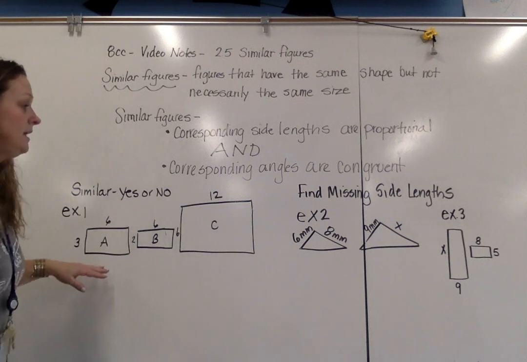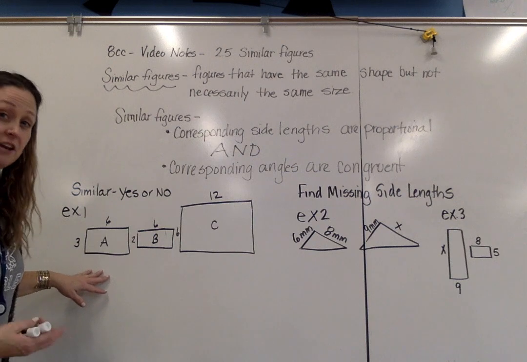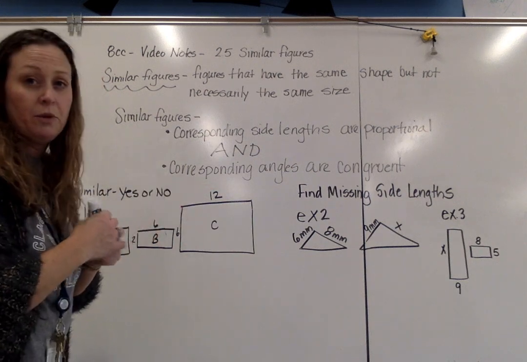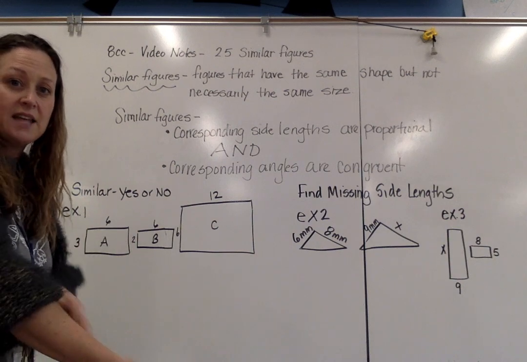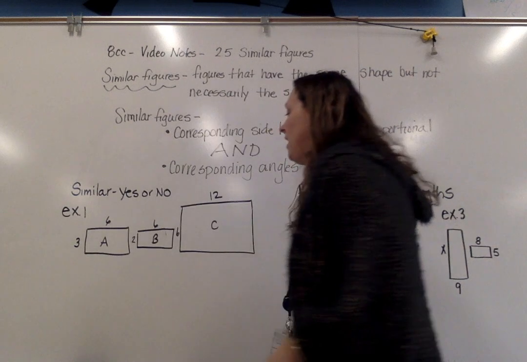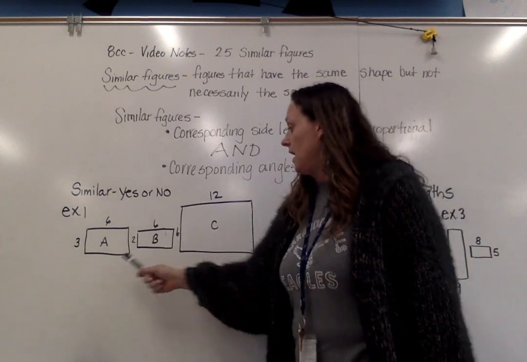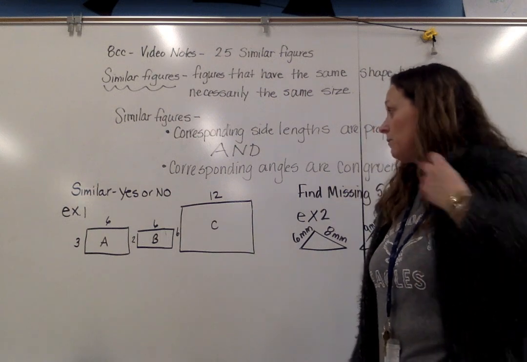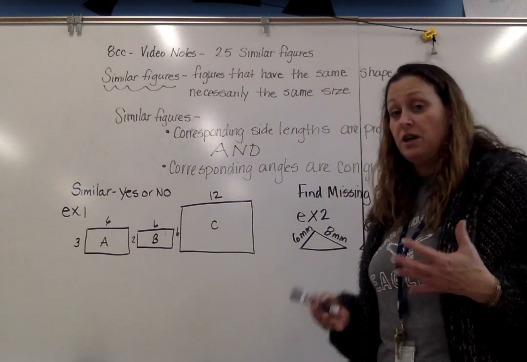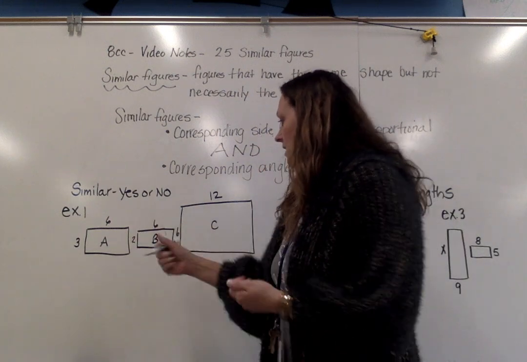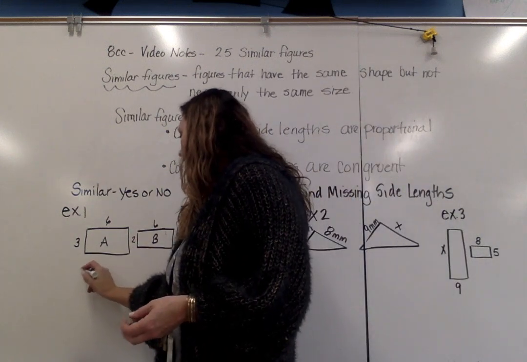So we're going to go ahead and in example 1, identify if they are similar or not, and then in example 2 and example 3, find a missing length based on the fact that they are similar. In the first example, I have poorly drawn rectangles A, B, and C. In order to determine if figures are similar, you set up a proportion to determine if the side lengths are proportional.